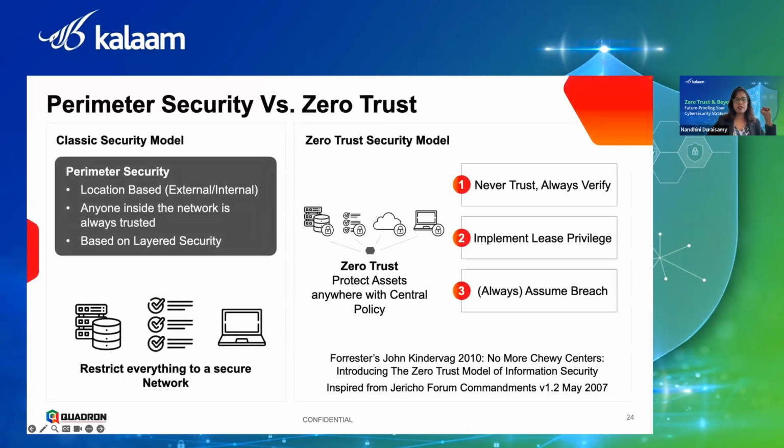Now you understand the difference between perimeter security versus zero trust security. Earlier, perimeter security was purely location based, external or internal. Anyone inside the network is trusted, and it's based on different layers. If you had access at an application layer, then you're okay to go through that. But in zero trust, you never trust, always verify, implement least privilege, and always assume breach.